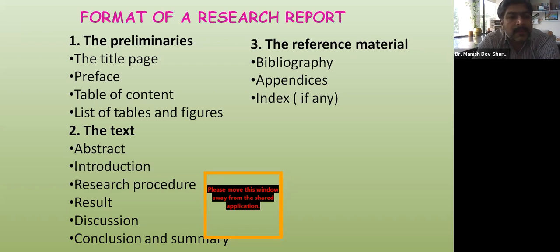Okay. The next thing is text. In text, we have the abstract of the whole research. Introduction. In the introduction, we have the literature survey. We have the idea behind this research and other things. Then we have the research procedure. In the research procedure, we must define the methodology of doing the research.